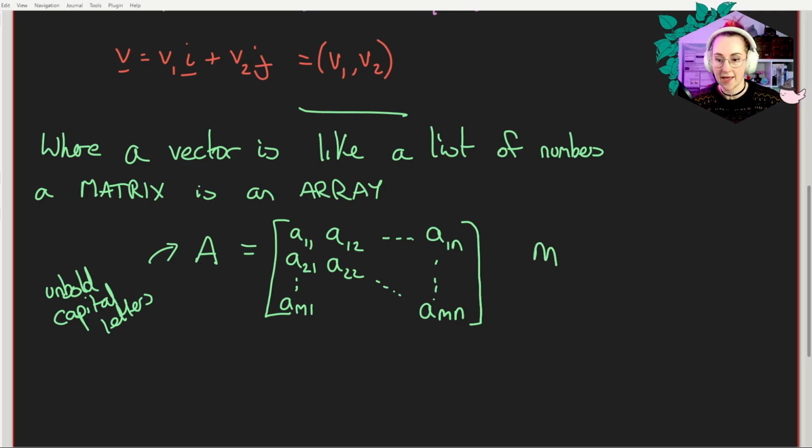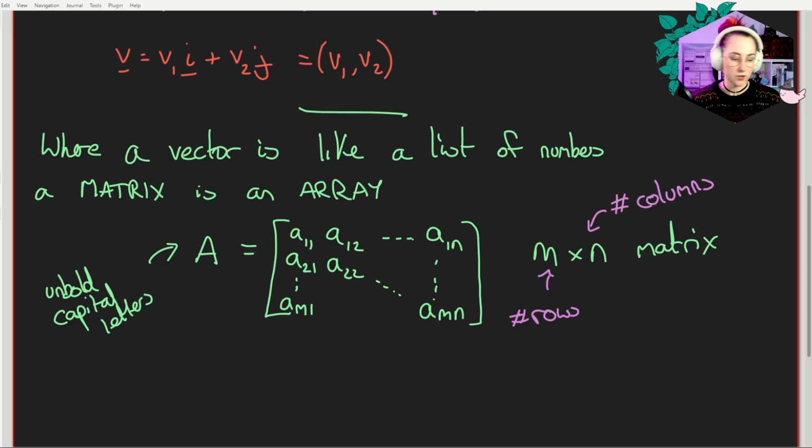So this is an m times n matrix, where m is the number of rows, and n is the number of columns.